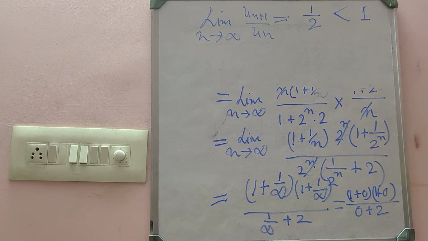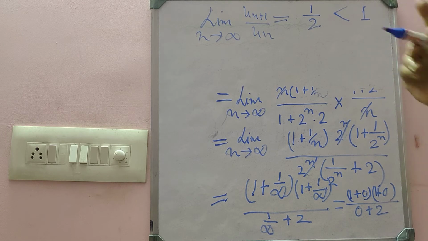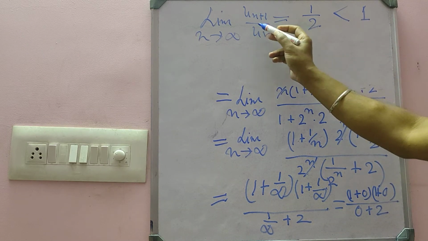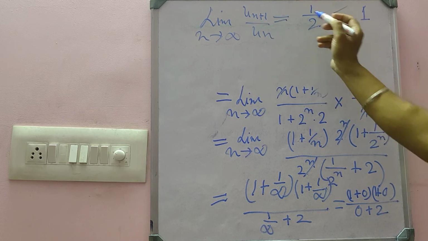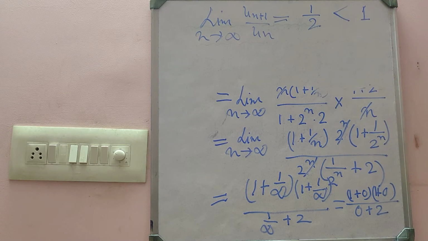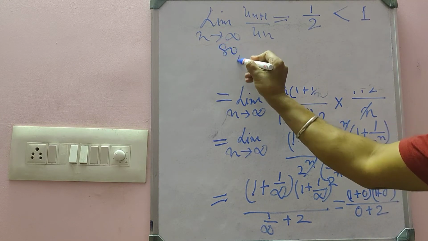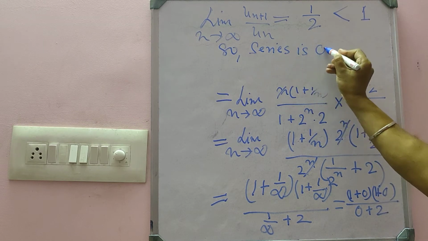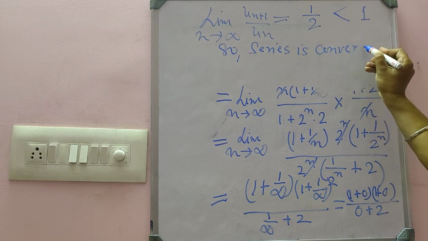In the sufficient condition, I have told you in the ratio test that if your limit as n tends to infinity of un plus 1 by un becomes less than 1, then the series will be convergent. So you have to write, the series is convergent.